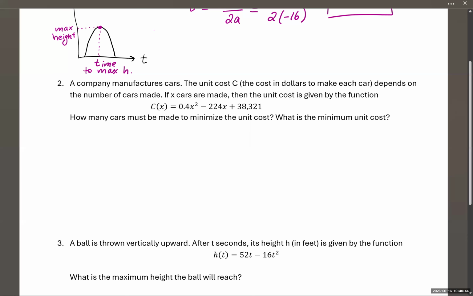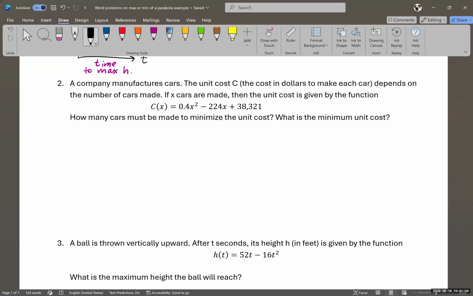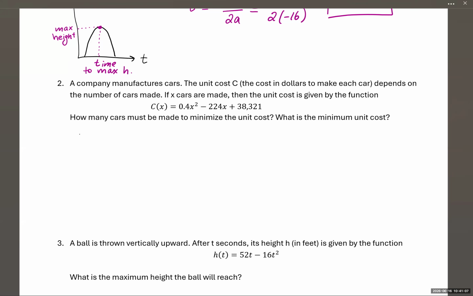Now, a different type of question. A company manufactures cars. The unit cost depends on the number of cars that are made. If x cars are made, then the unit cost is given by this function. How many cars can be made to minimize the unit cost? And then the second question, what is the minimum unit cost? So once again, it does help to visualize this question. So let's go ahead and do so.